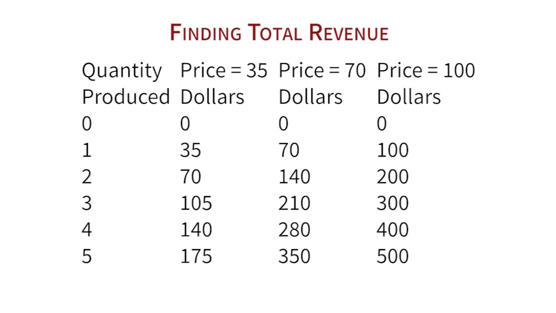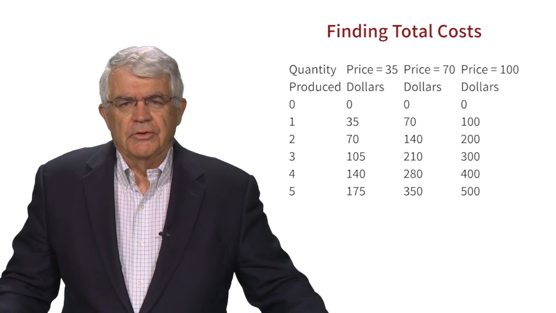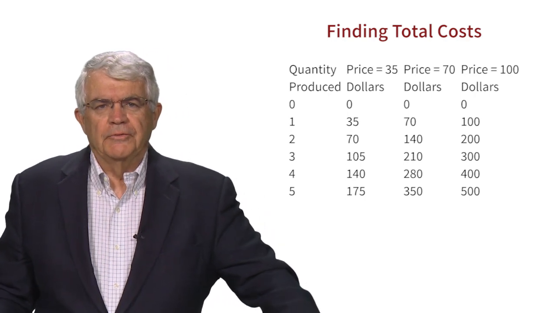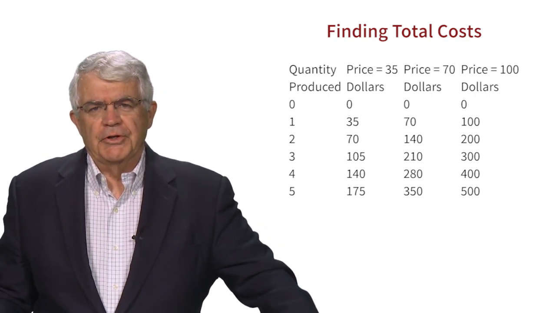If the price is $100, then obviously 2 crates is $200, or 5 crates is $500. So that's revenue. Now let's think of costs. That's the other side of the profit issue. And to get costs, we want to think about this firm's production function again.